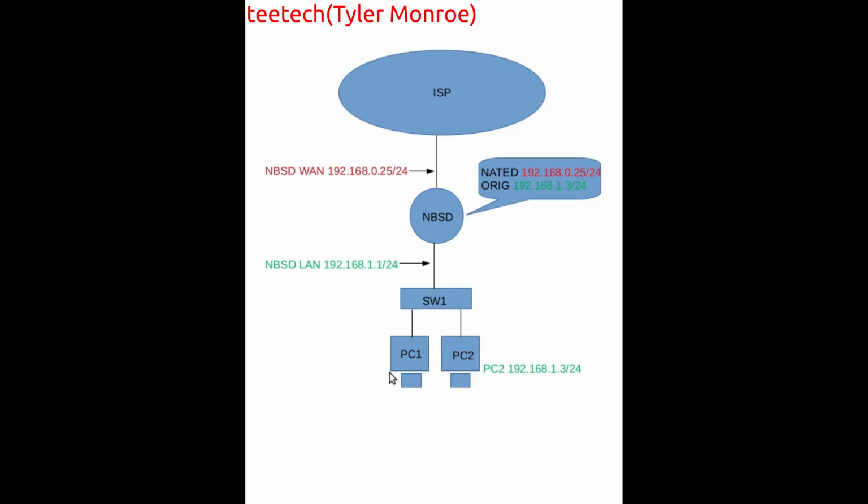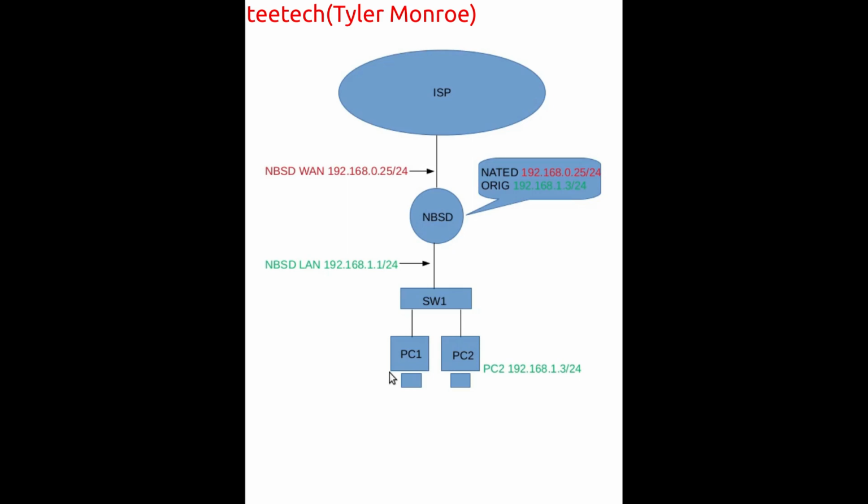Now, what we have to do is the LAN side of our NetBSD machine is 192.168.1.1, and that's private. And the WAN side, now for my lab, these are private because I already have a network, but that doesn't affect how this operates. And then the WAN side of our NetBSD is 192.168.0.25.